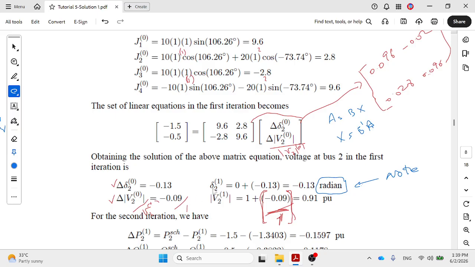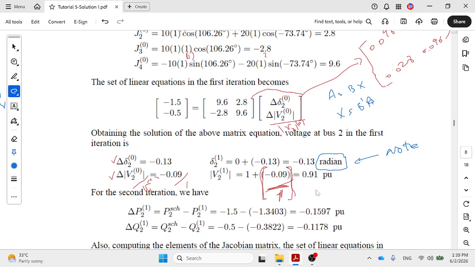Then we have to calculate delta 2 for the first iteration and V2 for the first iteration. This is the initial value. Consider for V2, it was 1 with the angle of 0. So the angle is 0 plus the new one, which is minus 0.13. And note, this is not in the form of degrees, it's radians. You can use this one or convert it to degrees, up to you. And then the other one also in the same way: 1 plus minus 0.09 becomes the new value.